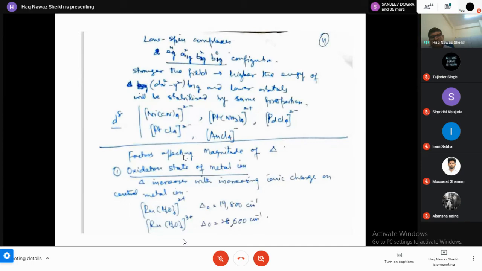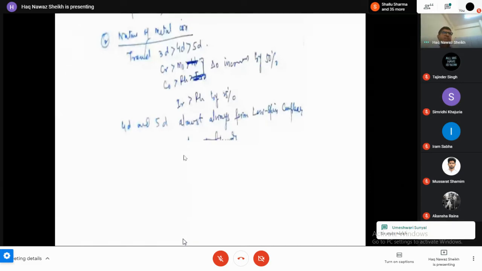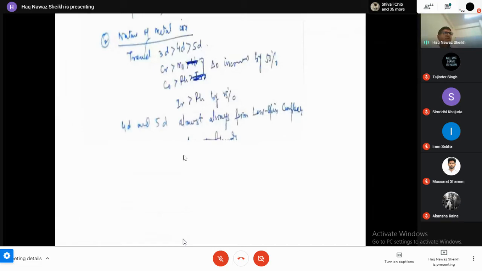So then second is nature of metal ions. As I said, delta increases when you go from 3d to 4d, and then again increases when we go from 4d to 5d. So say for example, when you prepare a complex of chromium and molybdenum with same oxidation state, same geometry, and same ligand, the delta increases by 50%, say it is 20,000 for the chromium.